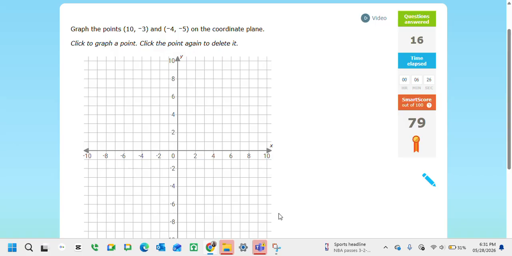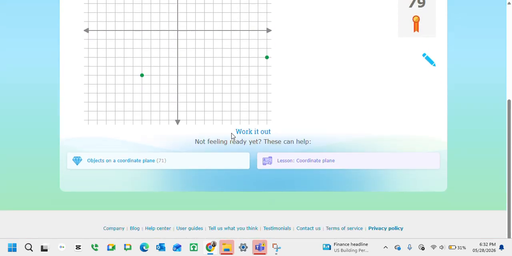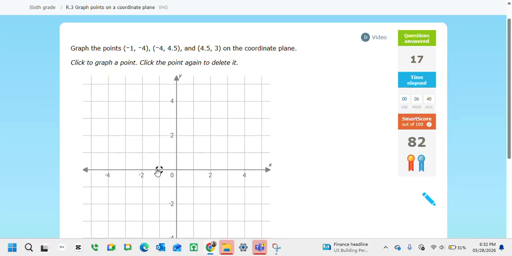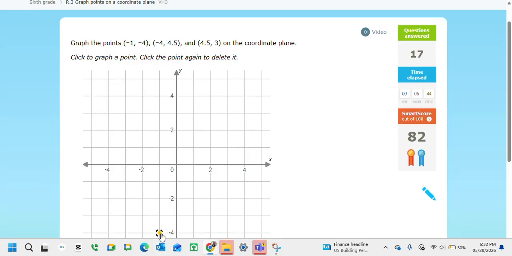Graph the points 10, -3, and -4, -5. -1, -4. 4.5, 3.